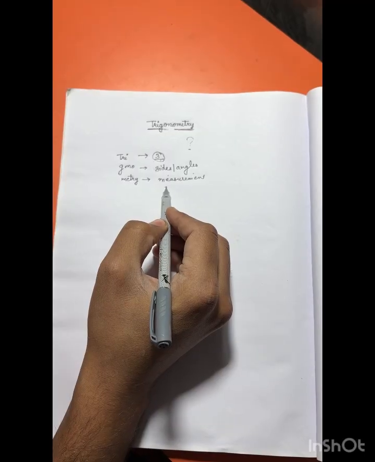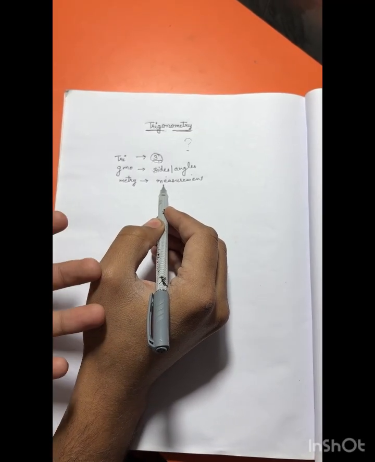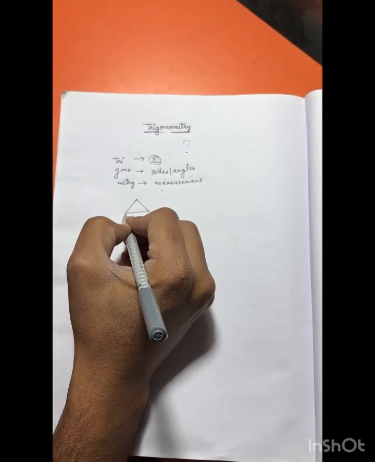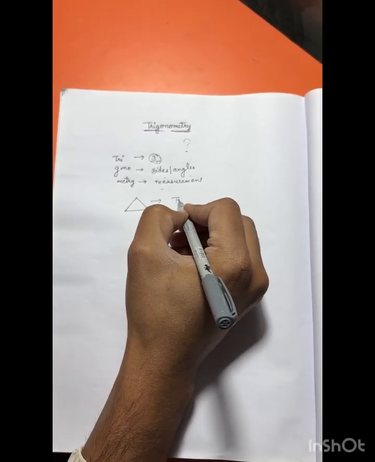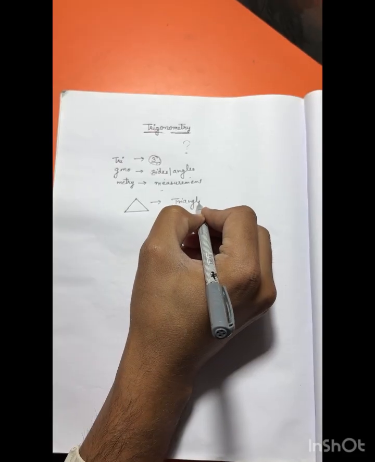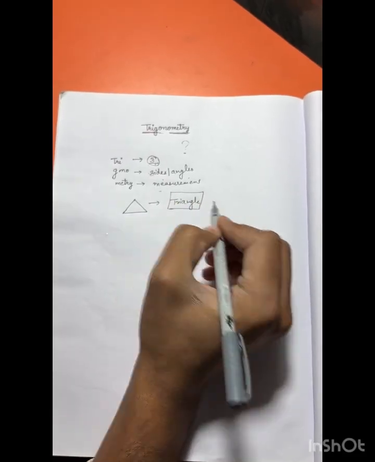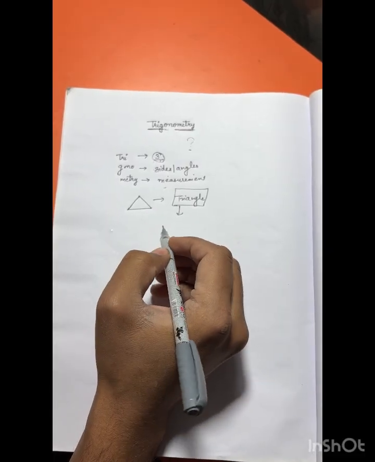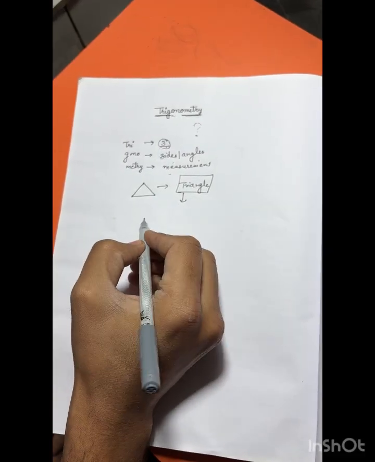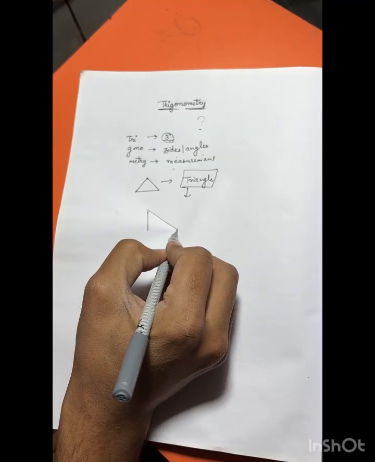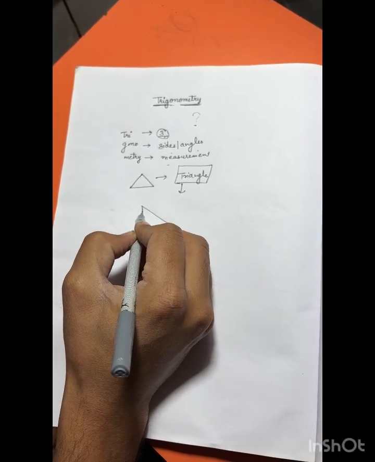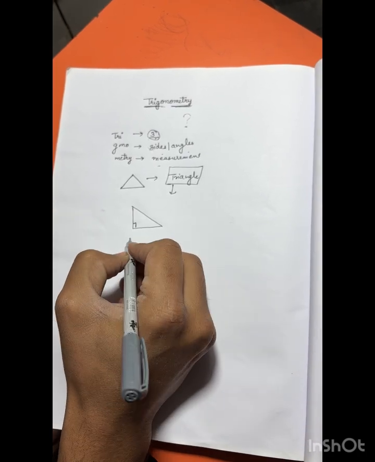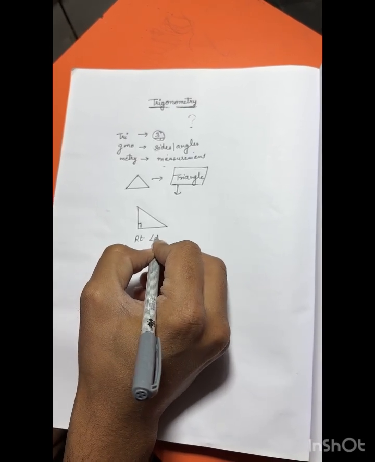Three-side measurement. Which figure has three sides? Yes, obviously a triangle has three sides. Very good. Now, what type of triangle are we talking about in this chapter? The type of triangle in this chapter we are learning is this triangle. Can you identify which type of triangle this is? Yes, it is a right angled triangle.